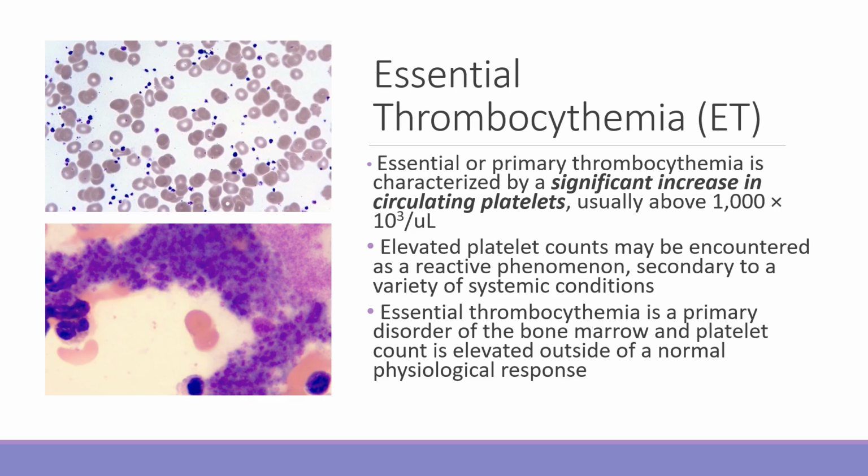So essential thrombocythemia, or sometimes that is called primary thrombocythemia, is characterized by a significant increase in the circulating platelets. Usually we see it in a number of about 1,000 or greater. Elevated platelet counts may be due to a reactive phenomenon. It could be secondary to a variety of other systemic conditions, and we'll talk more about those as we move along. Essential thrombocythemia is a primary disorder of bone marrow, and platelet count is elevated outside of a normal physiological response.